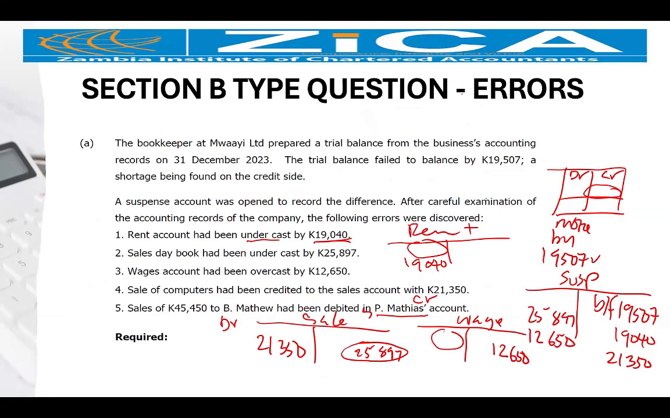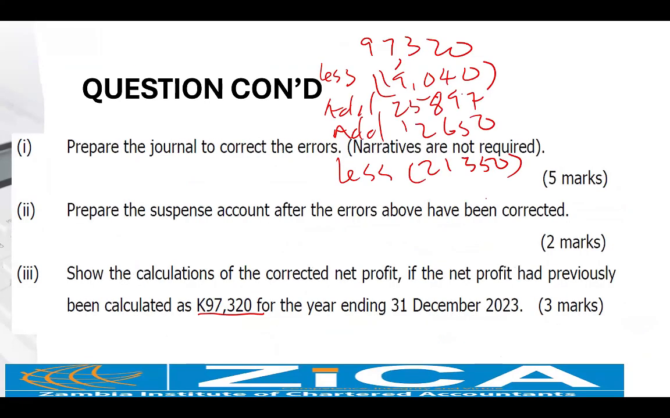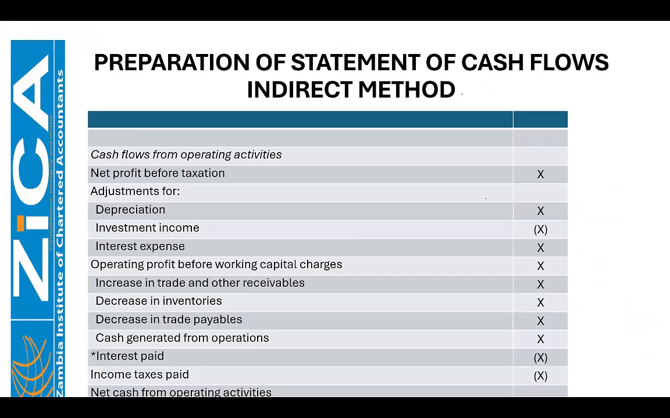Then the last one, the sale to B Matthew had been debited in P Matthew. This one does not affect any profit and loss item, and hence profit will not be affected in any way. And so you don't do any adjustment for that. So basically that's what we need to consider as far as these errors are concerned. Know the double entry, know which error will go to suspense and which error affects your profit, and make necessary adjustments.